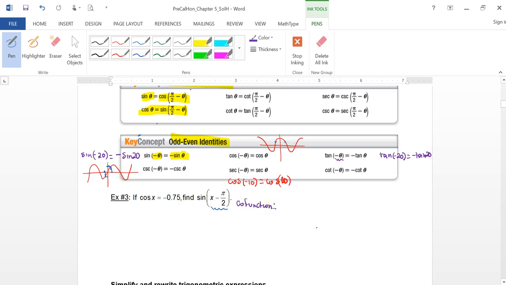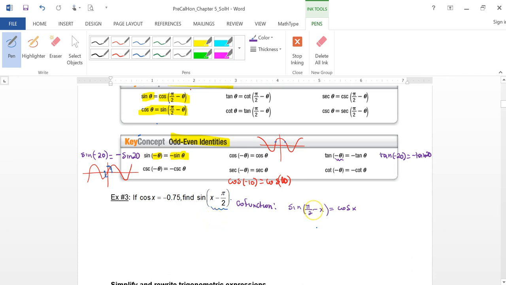What does the cofunction identity say? It says sine of pi over 2 minus theta equals cosine of theta. I can switch these to x because I'm working with x's here. But look, what I have here is opposite to what I have here. Therefore, this is the negative of that. Right?